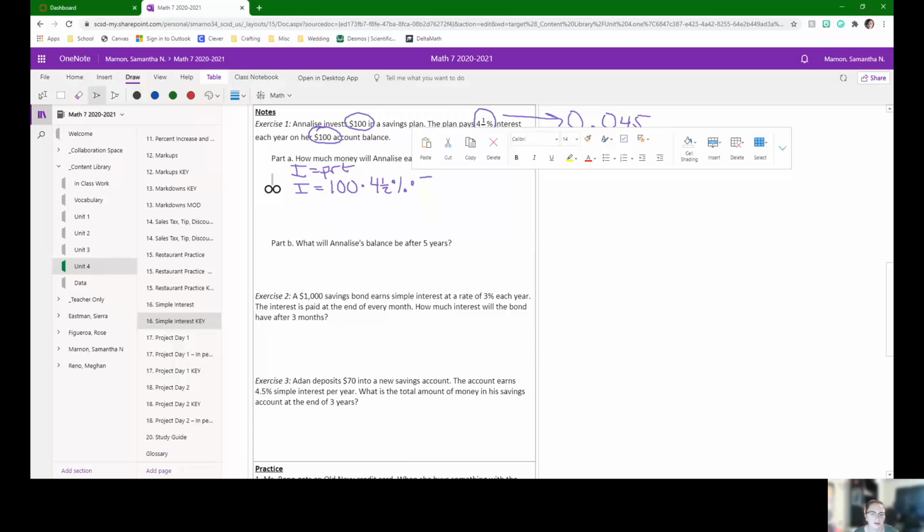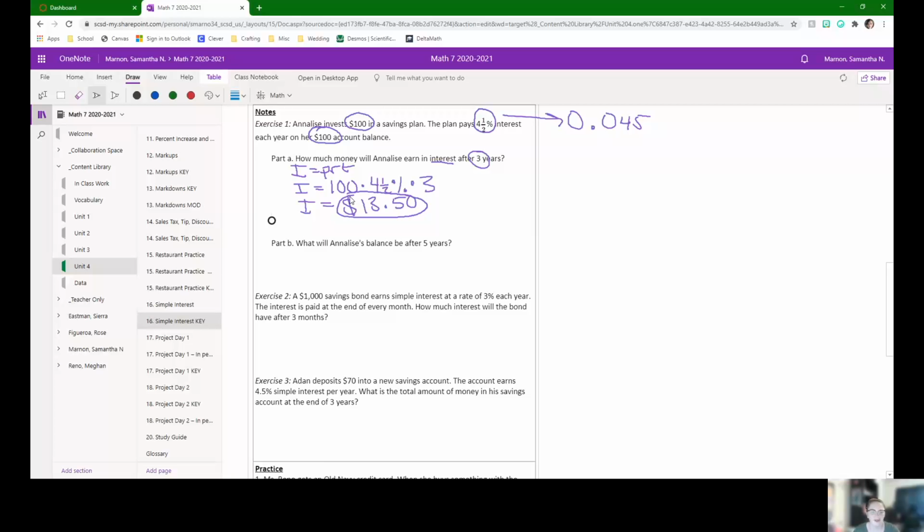Times 3 years. So this is the setup you should have had, but maybe instead of 4.5%, you needed to change it to a decimal, so you could type it in Desmos. That would be 0.045. When you multiplied this all out, the interest Annalise would get is $13.50. But you might be thinking, well, that's not a whole lot. But she didn't do anything other than just let the money sit in a bank account. So she got that money for free for just leaving it in the bank account.